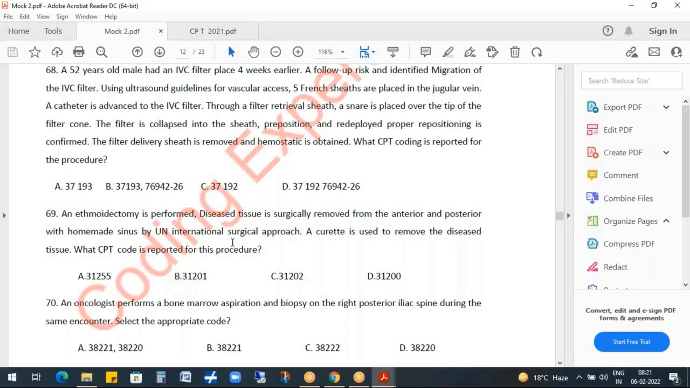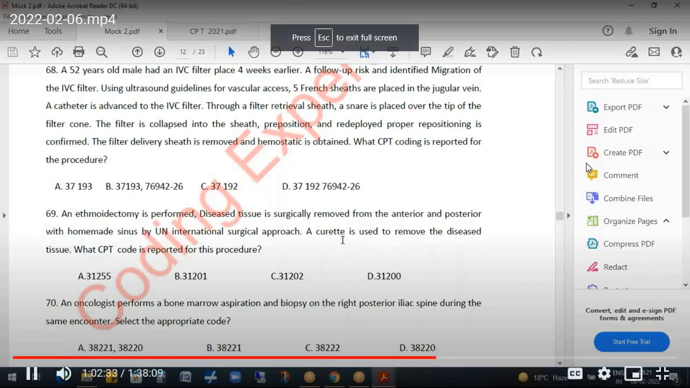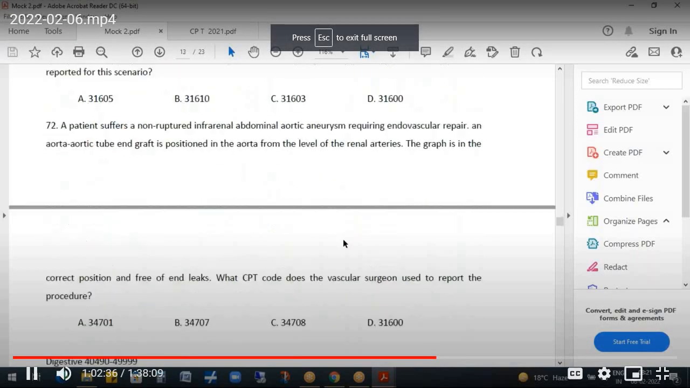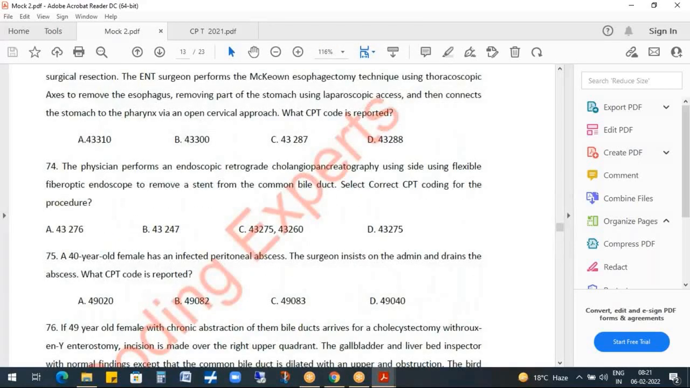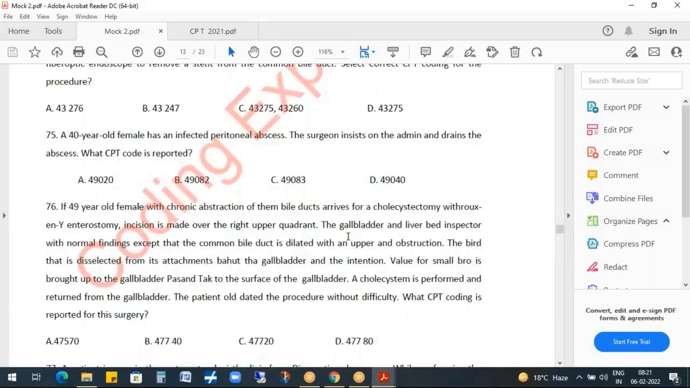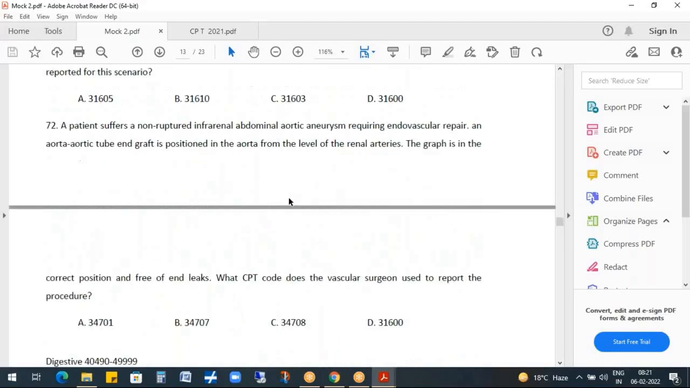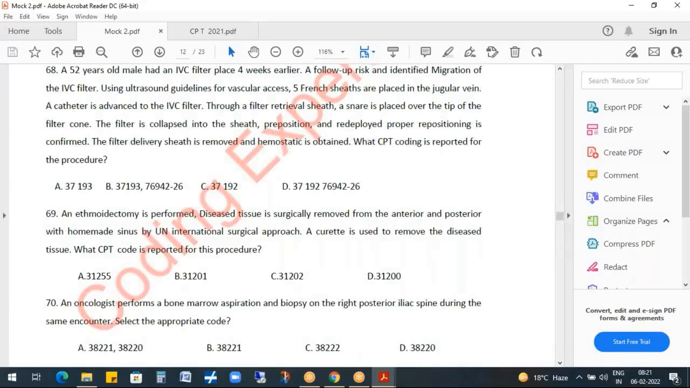Question number 70. Up to 70. Up to 80. Sir, in 69, in this procedure endoscopy is not used, so we need not code for it. Open method. Okay, not 31255.